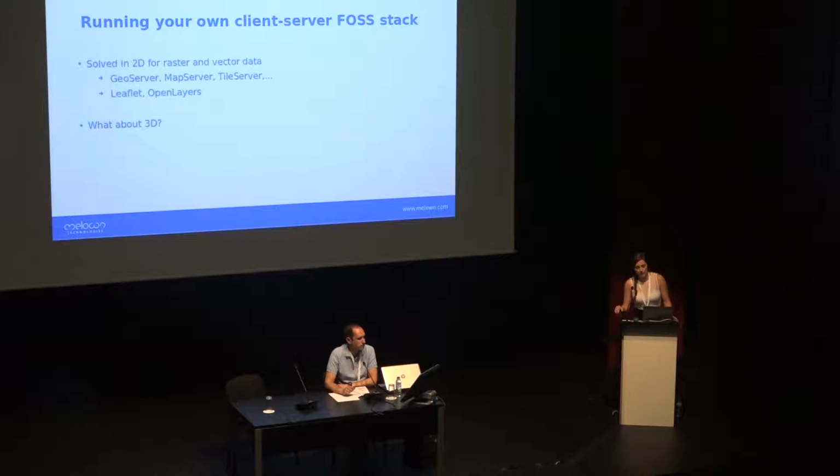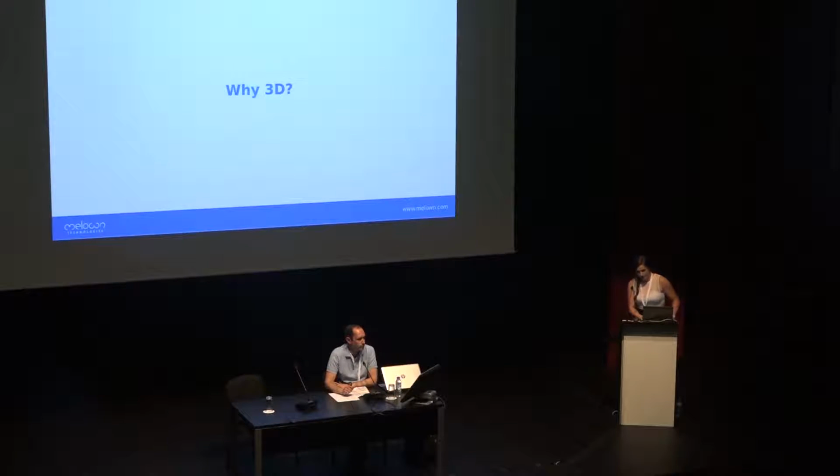So running your own client-server FOSS stack is pretty well solved in 2D for raster and vector data. We have GeoServer, MapServer, tile servers, Leaflet, or OpenLayers. But what about 3D? The first important question is why 3D, if we have pretty well solved the issue with 2D?